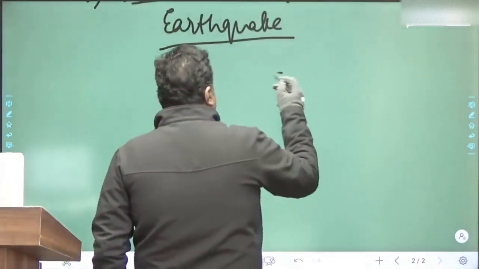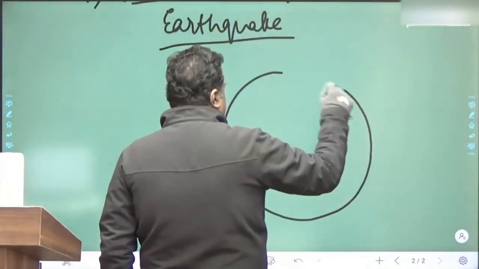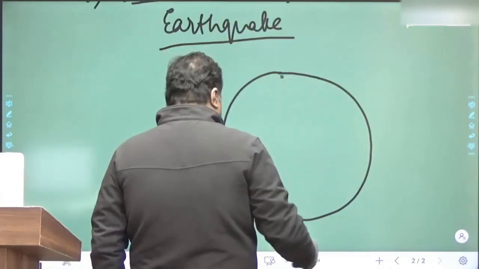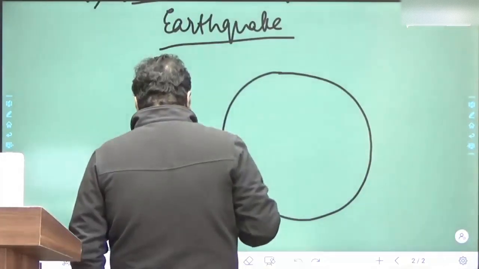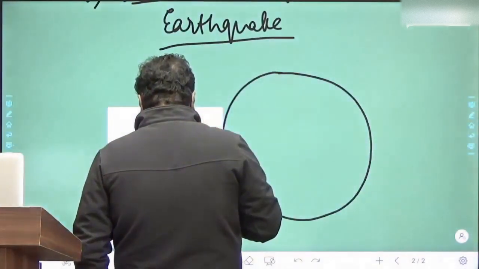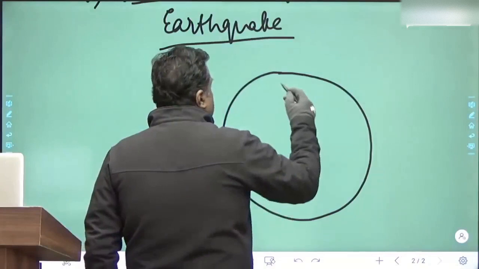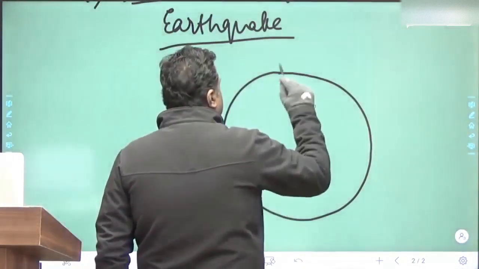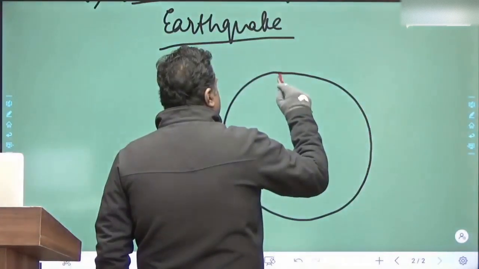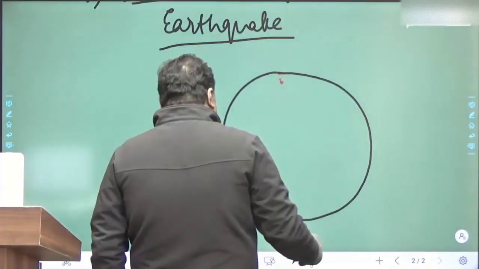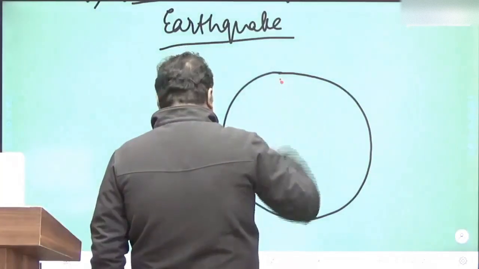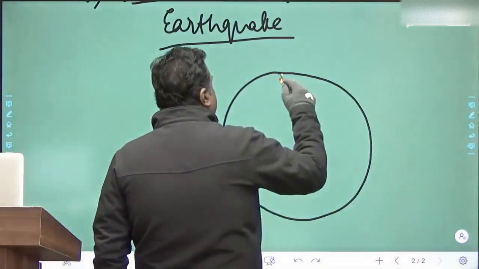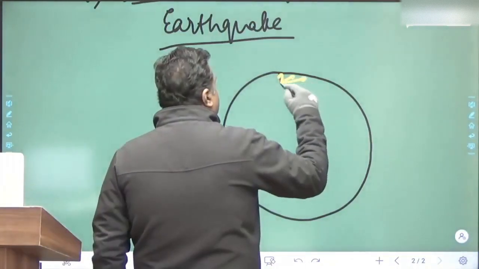Suppose this is the earth, and let us say somewhere here the energy is stored. This is the focus, and from the focus, let us say the energy is suddenly released. So when the energy gets released, it will travel in all directions in the body of the earth.